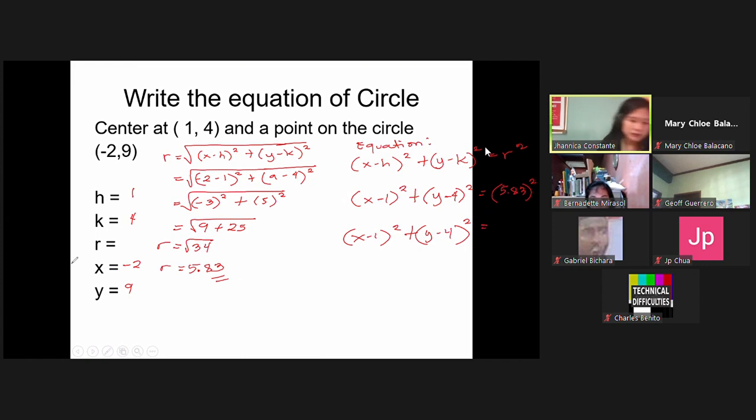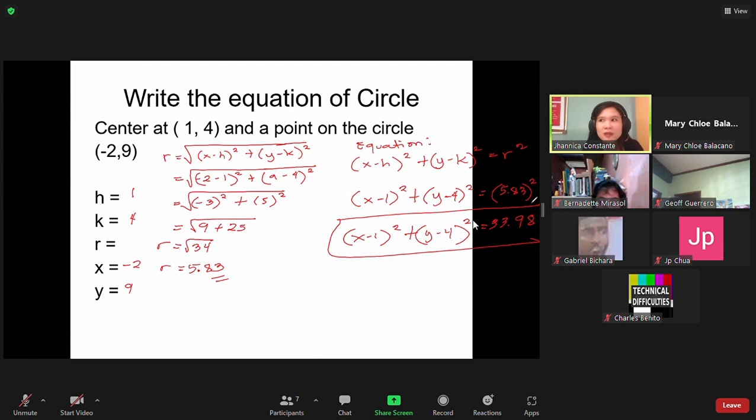So the equation of our circle is (x minus 1) squared plus (y minus 4) squared equals 5.83 squared, which is equal to 33.98. So that is the equation of our circle that has a center of (1, 4) and a point on the circle which is (-2, 9), which is (x minus 1) squared plus (y minus 4) squared equals 33.98.